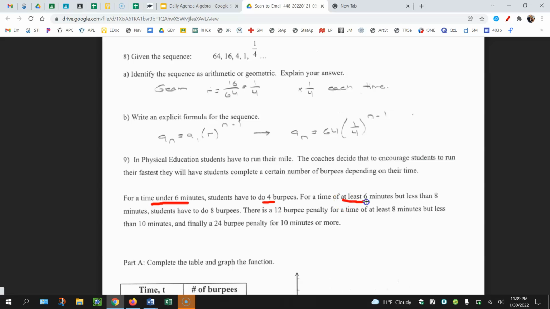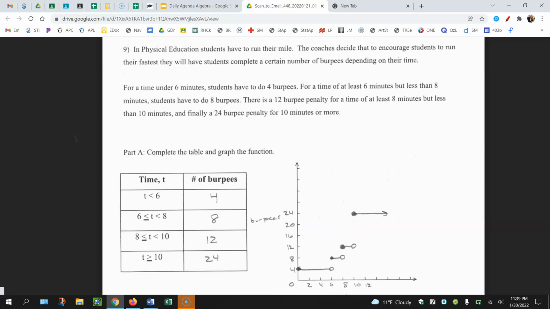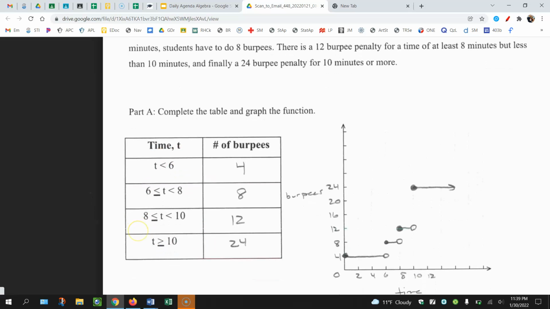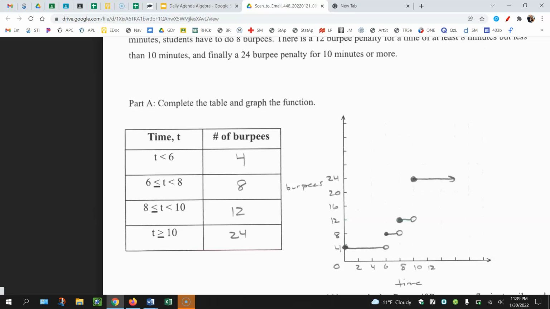For a time of at least 6, but less than 8, they have to do 8 burpees. And then a 12 burpee penalty for a time of at least 8, but less than 10. And then there's a 24 burpee penalty for anything 10 minutes or more. So just filling out the table based on that. The nice thing in here is they've given you this information with the inequalities. So you have to come up with the graph.